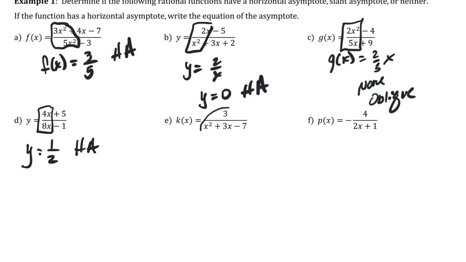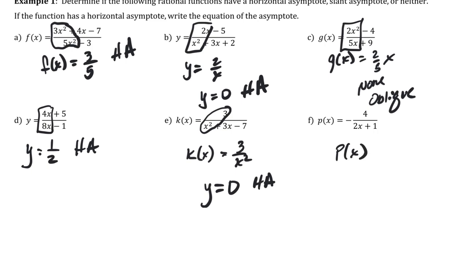On E, well, there's nothing really to do. I have an x in the bottom, so I have k of x equals 3 over x squared. That's y equals 0. That fraction will never be able to be 0. So we have a horizontal asymptote at y equals 0. And last, same deal as the last one. We put a box around this stuff, and I get negative 2 over x. Put an equal sign in there. x is in the denominator. I get y equals 0. That's a horizontal asymptote.